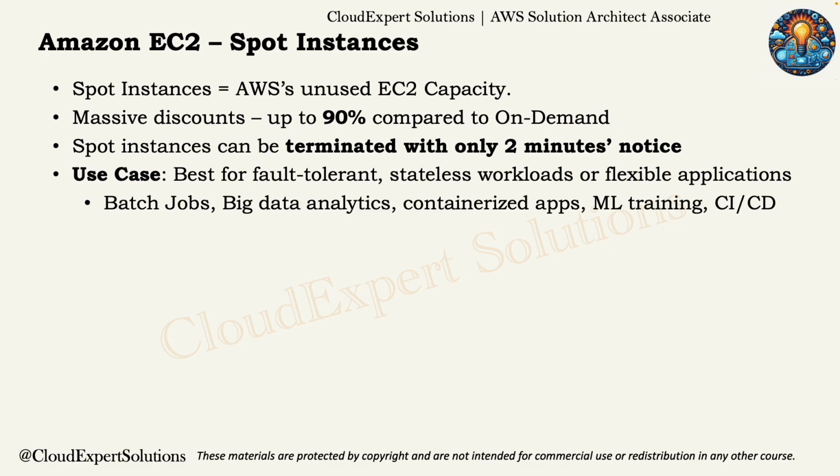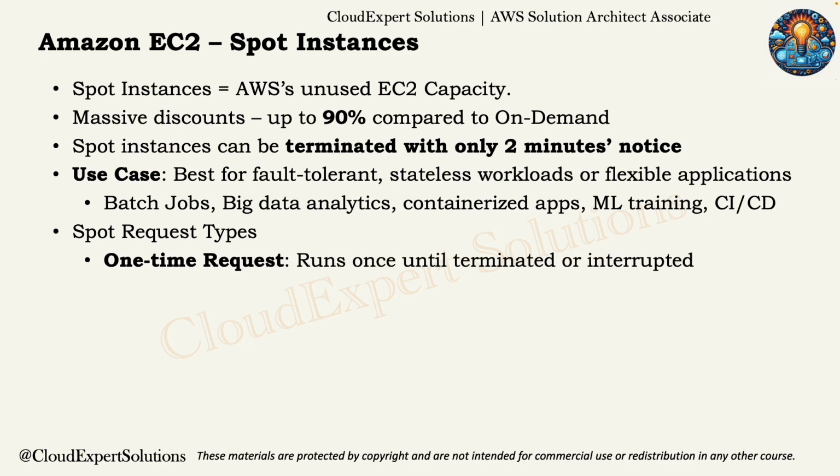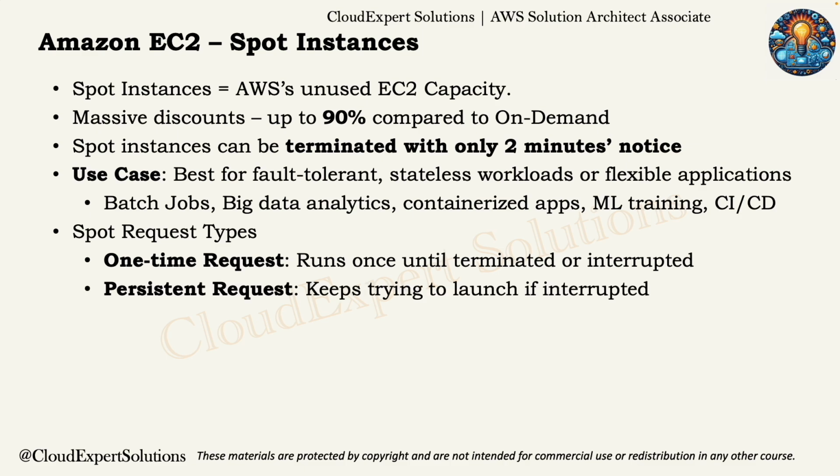You can use Spot Instances for various stateless or flexible applications such as batch jobs, big data, containerized workloads, machine learning training, CI/CD pipelines, or even test and deployment workloads. When you are using Spot Instances, you can define how AWS manages the request. You can create a one-time request, which will run once until you terminate it or until it is interrupted by AWS. And the next is a persistent request, which will keep on trying to launch instances if they get interrupted.